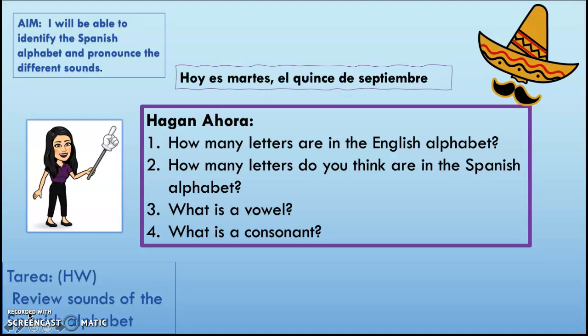Número cuatro, what is a consonant? A consonant would be every other letter in the alphabet, el alfabeto, that is not a vowel. Excelente.